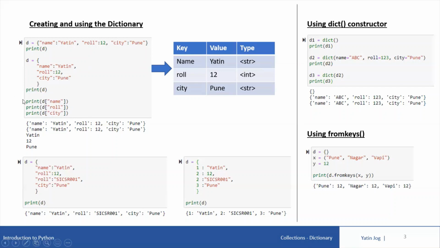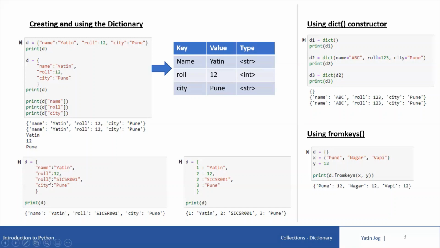So this is a simple code where we have discussed how to declare and define dictionary objects, and then how you can access the values inside a dictionary object. Now look at the second code. In this code, I'm trying to declare one dictionary object D equal to opening curly bracket. This is my first key value pair, name colon Yatin, comma, second key value pair, roll colon 12, comma.